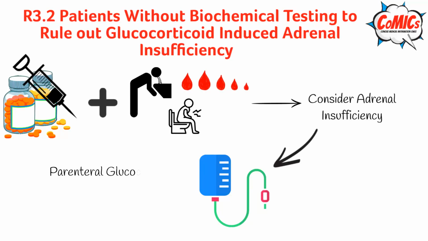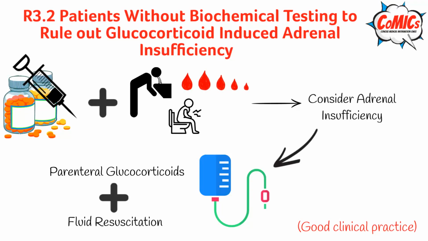If a patient has hemodynamic instability, vomiting or diarrhea, consider adrenal crisis. This requires immediate treatment with parenteral glucocorticoids and IV fluids.